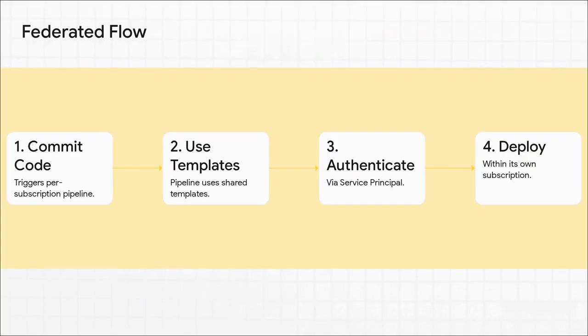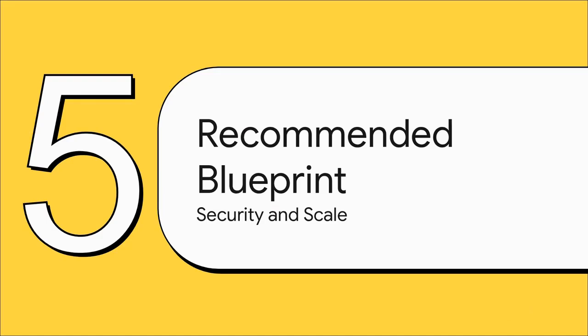A code commit triggers the pipeline in, say, the dev subscription. That pipeline uses the shared templates for its logic, it authenticates with its own service principal, and then it deploys locally. This definitely gives teams more autonomy, but it comes at the cost of having to manage way more identities and pipelines. So we've looked at two perfectly good patterns.